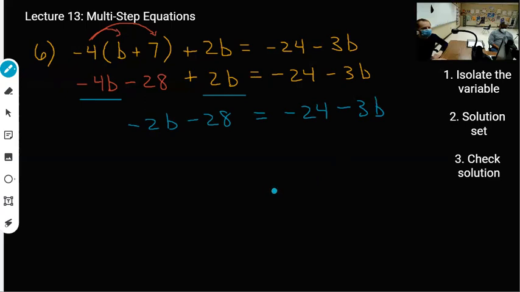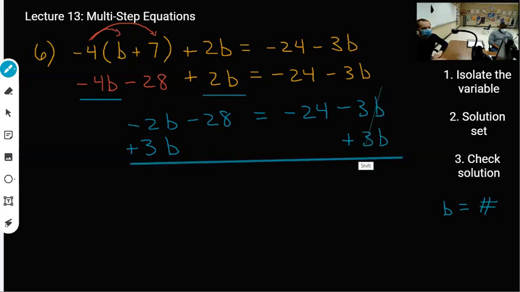Okay, so now what I want to do is collect all the b terms on one side so that all the numbers show up on the other side. So I need to find some way to get this b term over to the left side. Since I have a minus 3b, I'm going to add 3b to both sides.